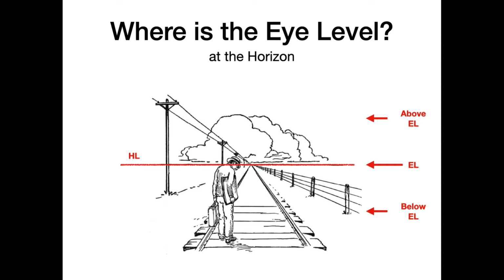Once again, it doesn't matter where you're looking. It doesn't matter if you're looking up or down. It doesn't matter if you're sitting on the floor or on a mountain. The horizon will always be at eye level.